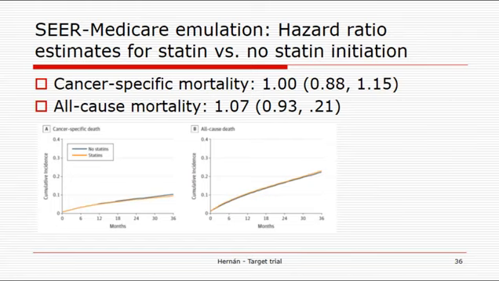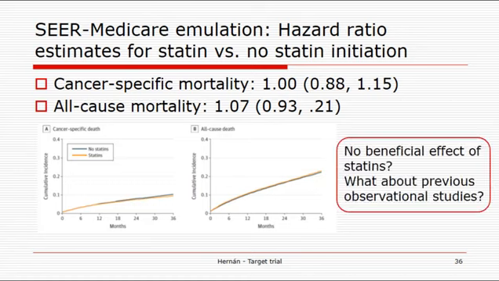So we used this data to emulate the target trial that I just described, and I'm jumping to the results. There's a lot of work between the last slide and this one that I'm showing. And we found that the cumulative incidence of mortality in the statins and non-statins groups were essentially the same. When you look at total mortality or cancer-specific mortality, really no difference at all, which is in contrast with what previous observational studies had found.